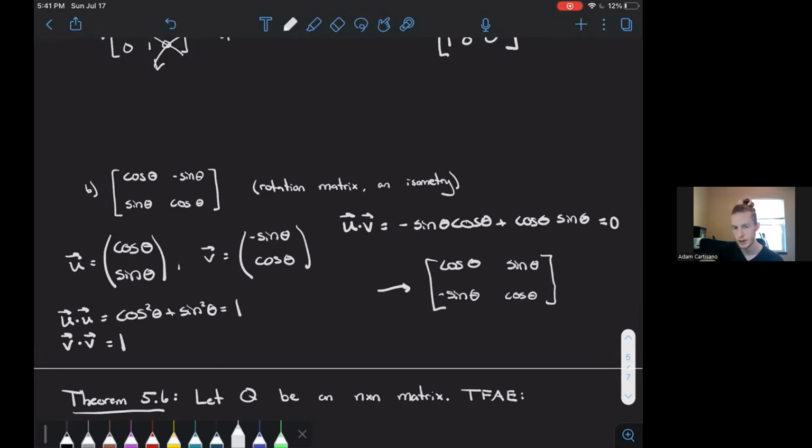But cosine is an even function and sine is an odd function. So you plug in negative theta, but instead of doing negative theta, just use the properties of even and odd functions, and the minus sign pops out for the sines and it goes away for the cosines. So this is the matrix that you get. That was a geometric argument, but you can probably also do it by row reducing with the identity. Okay, definitely. I just have never done it.